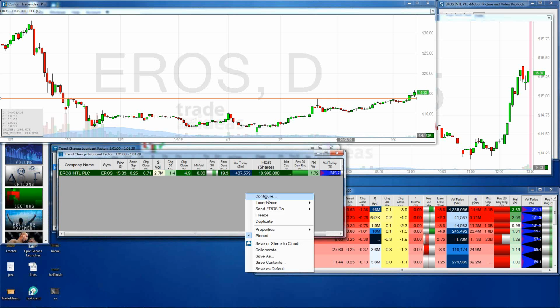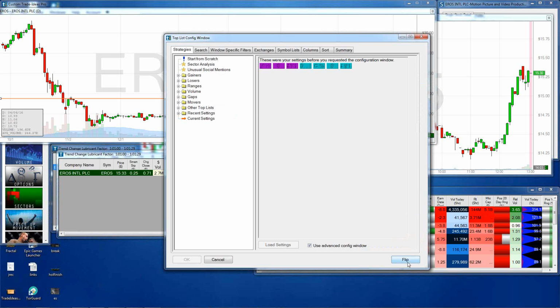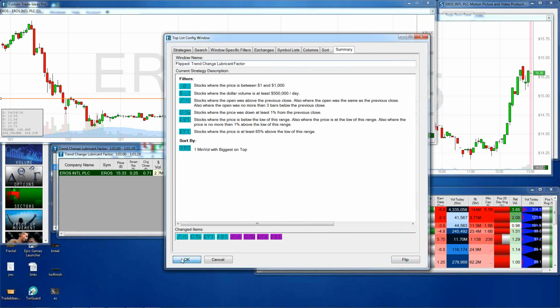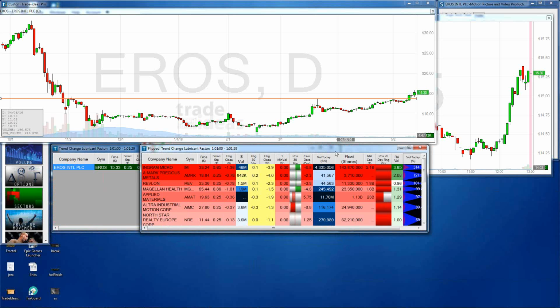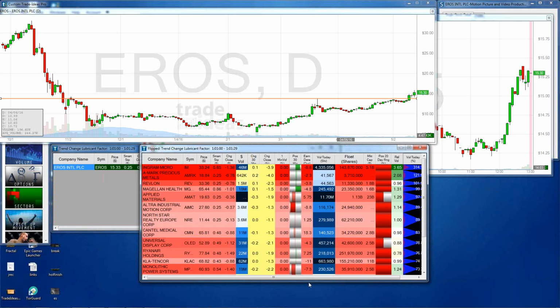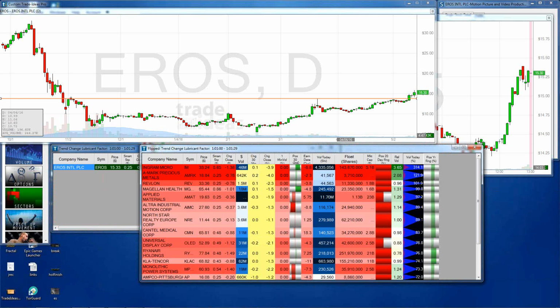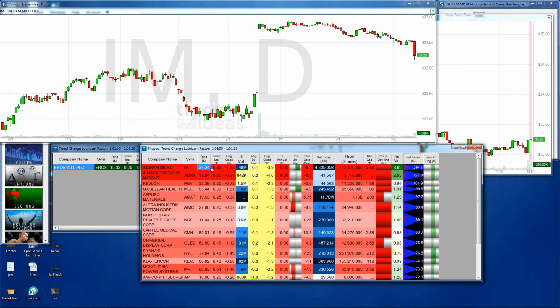You start by duplicating the source window. In this case, our source window is the trend change. Then we go into configure it, and it's just one simple button. It's a flip button, and it turns everything upside down that needs an inverse value. All of the volume filters will stay the same because those are going to be unchangeable. But all of a sudden, look, we have more food source showing up here in the downside than we do on the upside.